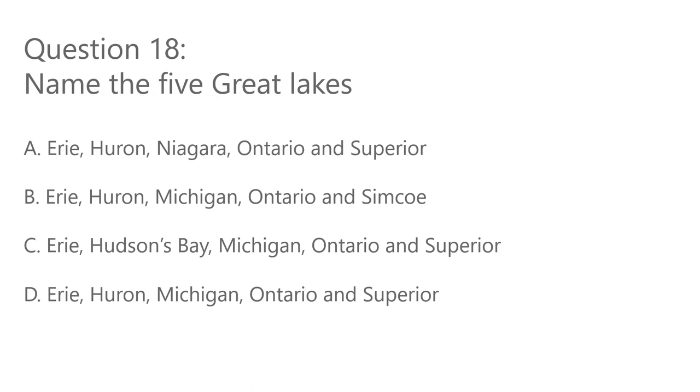Question 18. Name the five Great Lakes. A. Erie, Huron, Niagara, Ontario, and Superior. B. Erie, Huron, Michigan, Ontario, and Simcoe. C. Erie, Hudson's Bay, Michigan, Ontario, and Superior. D. Erie, Huron, Michigan, Ontario, and Superior. Correct answer is D. Erie, Huron, Michigan, Ontario, and Superior. Discover Canada Study Guide, page 48.